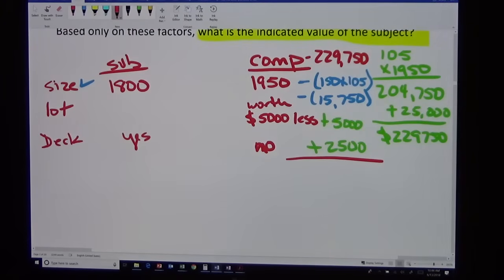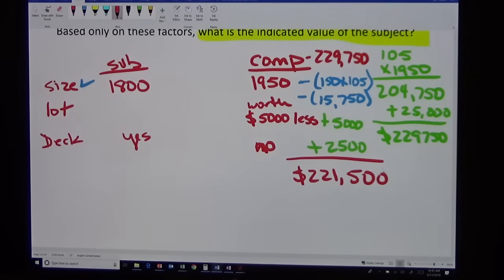$229,750, that's our starting point, minus $15,750, plus $5,000, plus $2,500. That is a grand total of $221,500. That's our indicated value for our subject property based on this comparable. $221,500.